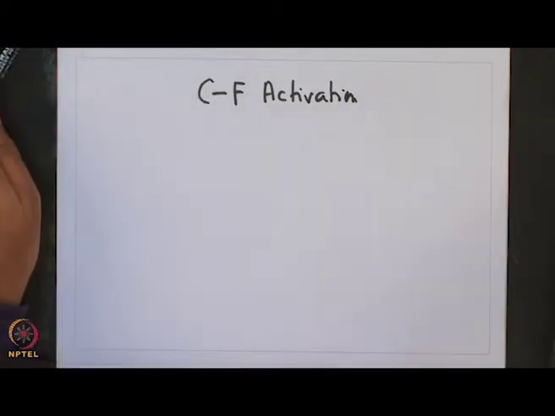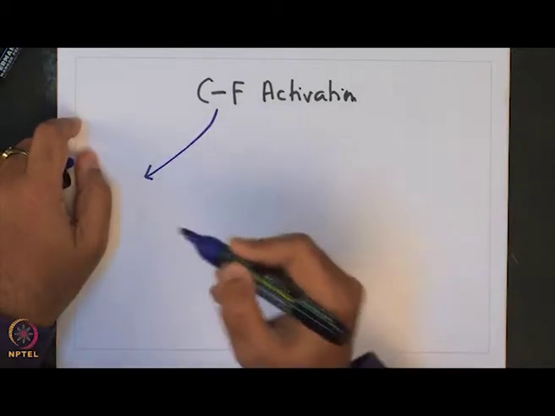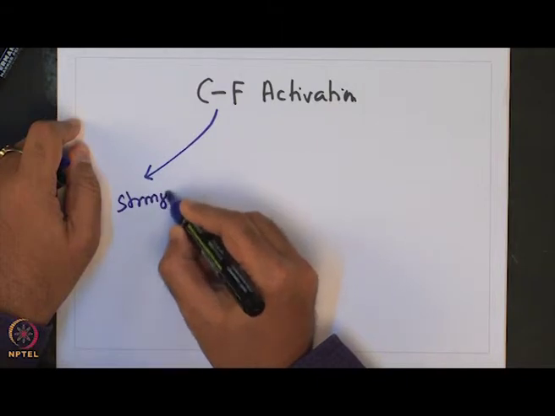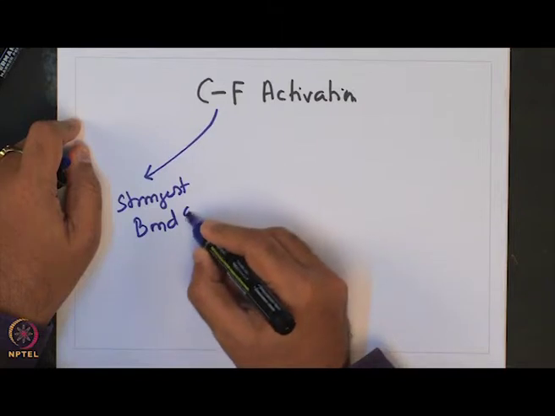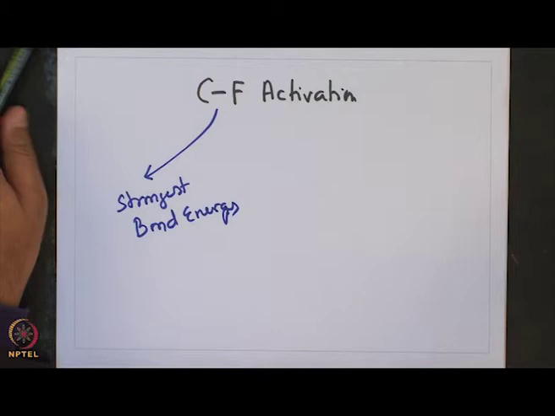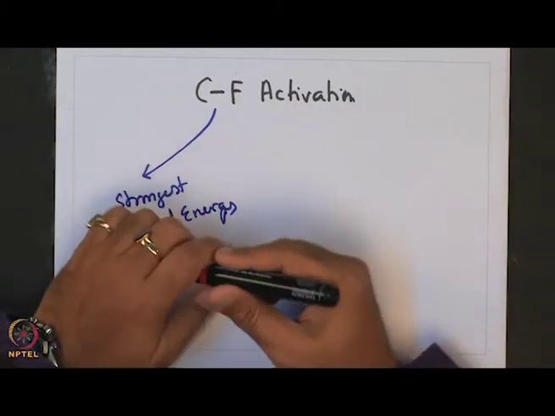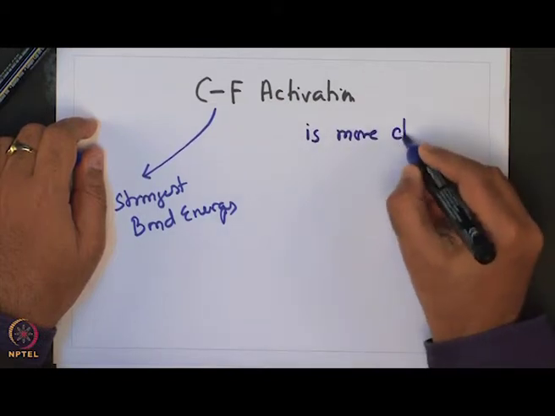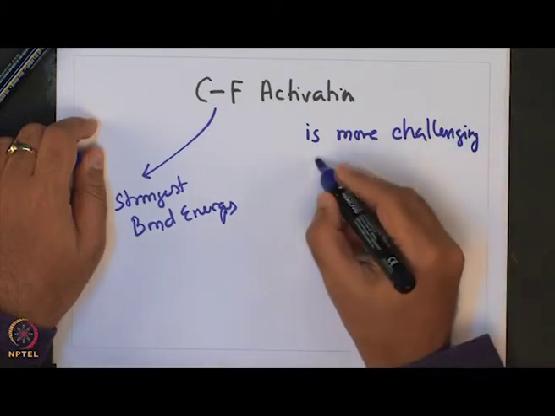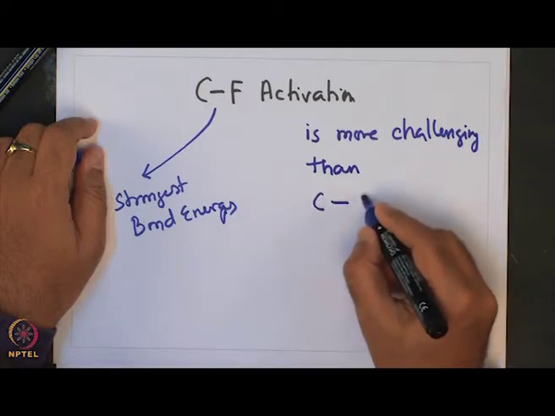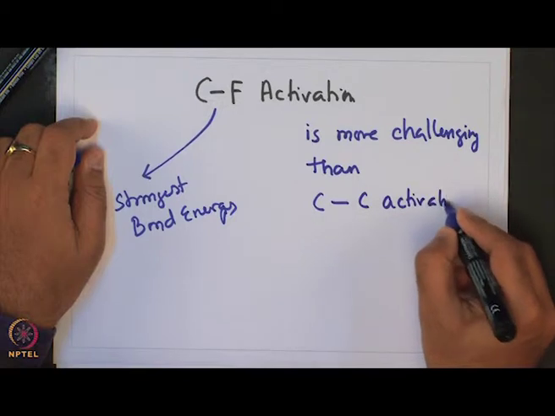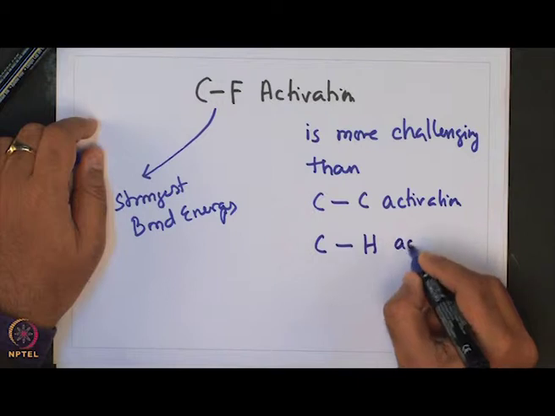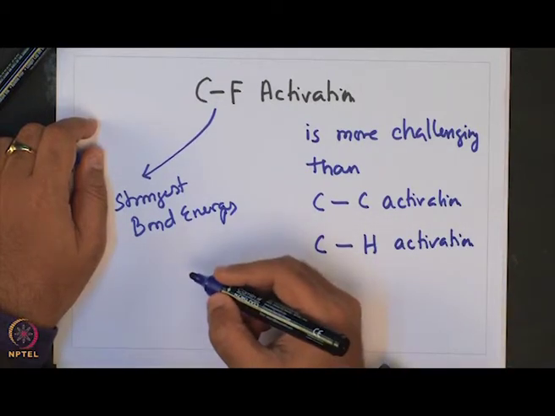Now, carbon fluorine bond being among the strongest, this CF activation is the most challenging of all activation that we have encountered so far. So, CF activation is more challenging than, for example, CC activation as well as CH activation. However, that being said, there are a lot of examples where CF activation has been achieved.